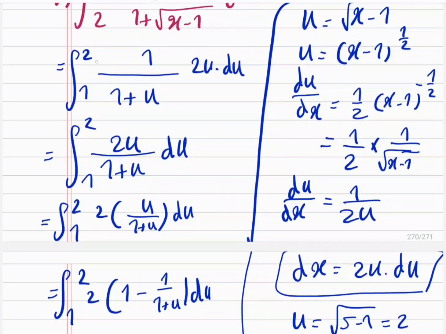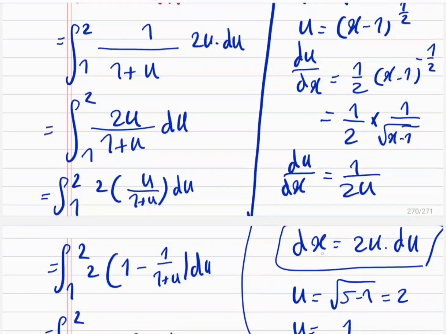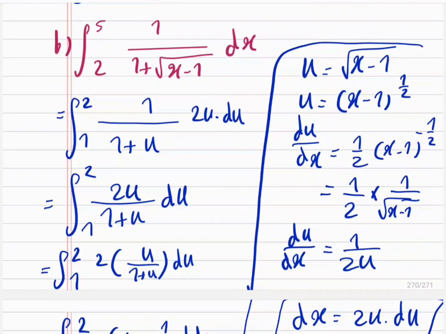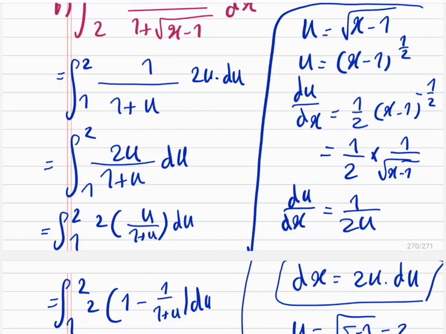So the integral is now here. The integral is 1 over 1 plus u, because root x minus 1 is equal to u. And now we substitute what we got here: dx is equal to 2u times du. So we get this integral. Now we can simplify, or actually just multiply, and we get 2u over 1 plus u du.